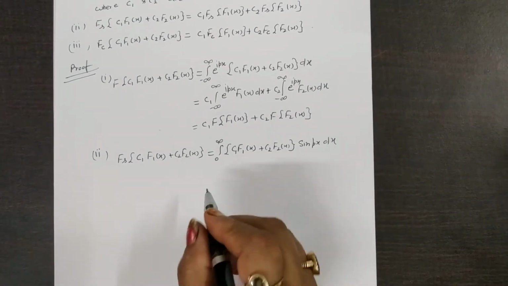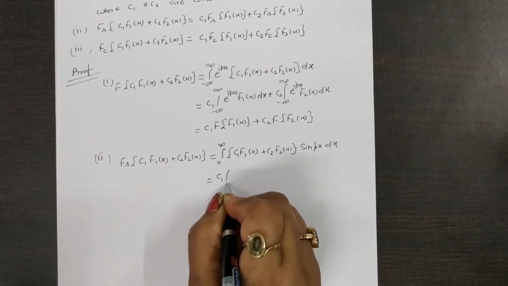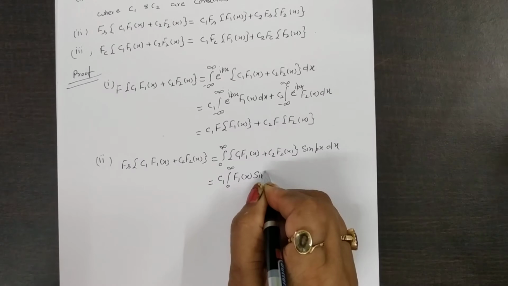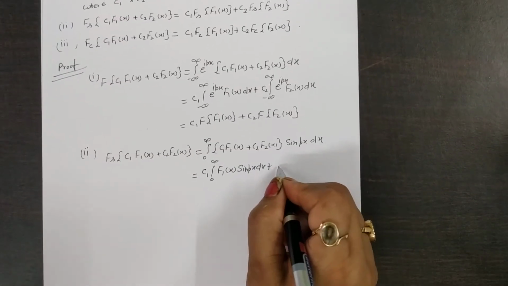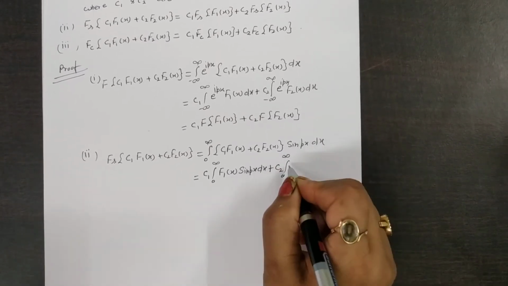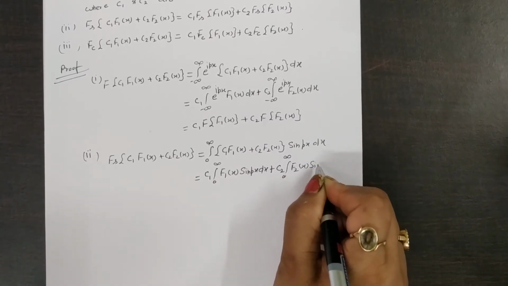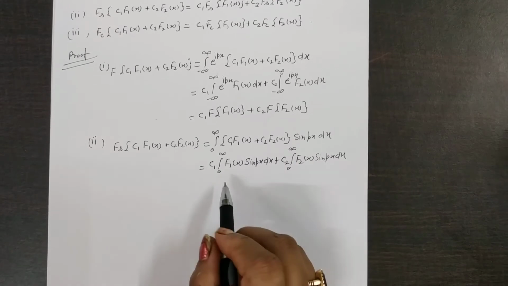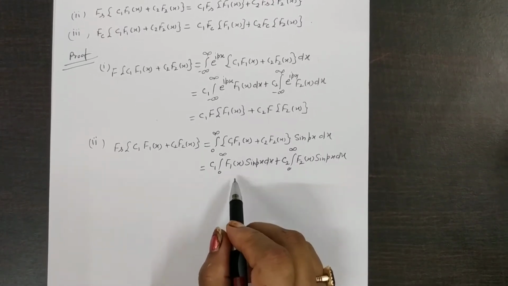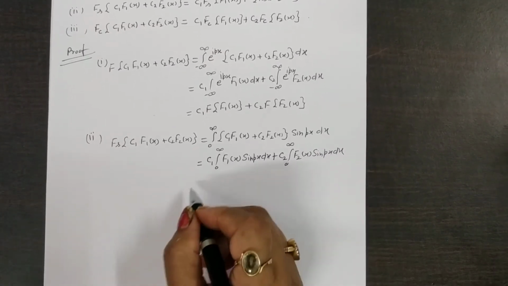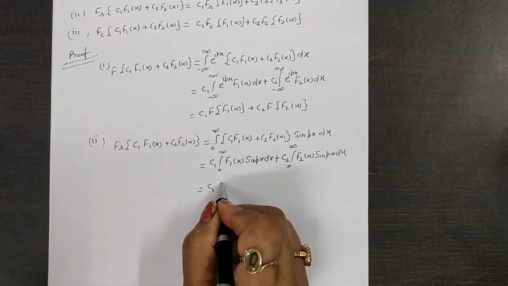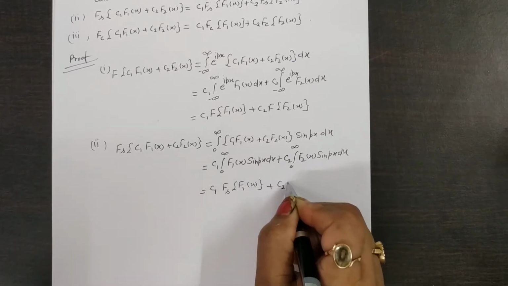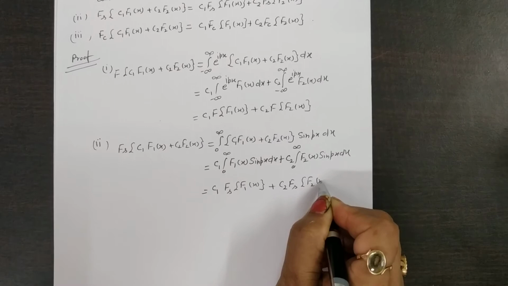So this can be written as c1 times the integral from 0 to infinity of f1(x) sin(px) dx, plus similarly c2 times the integral from 0 to infinity of f2(x) sin(px) dx. Clear? Again, these are the Fourier transforms of the sine series, so this can be written as c1 F_s[f1(x)] + c2 F_s[f2(x)], which is the right hand side.